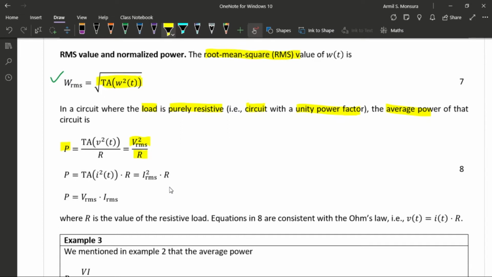Or the average power can also be computed as the square of the RMS value of the current times R. And again, R is the resistance of the resistive load. Or it is simply the product of the RMS values of your voltage and current waveforms. Take note that these equations are consistent with Ohm's law, that is, the voltage equals the product of the current and the resistance.